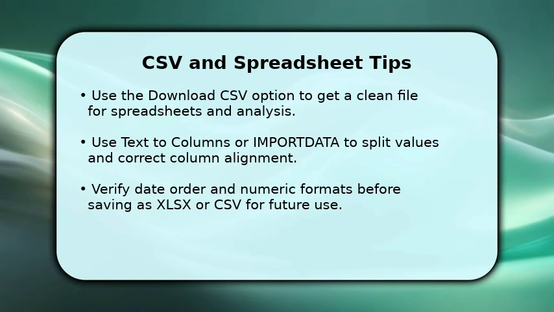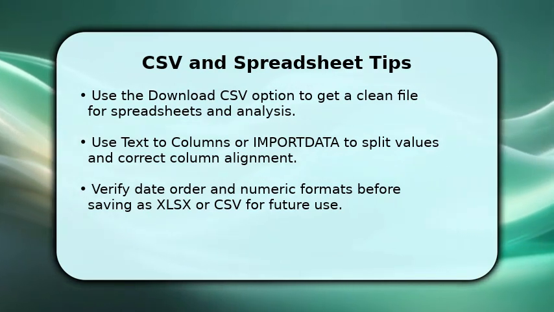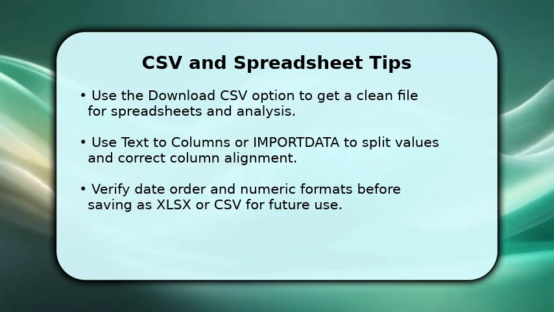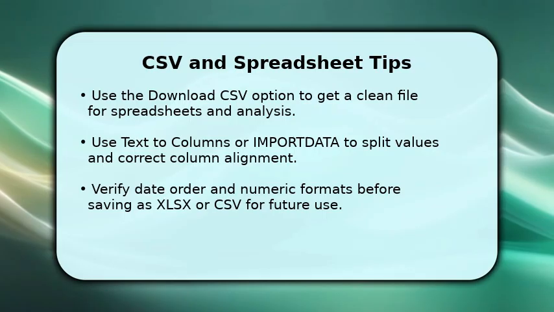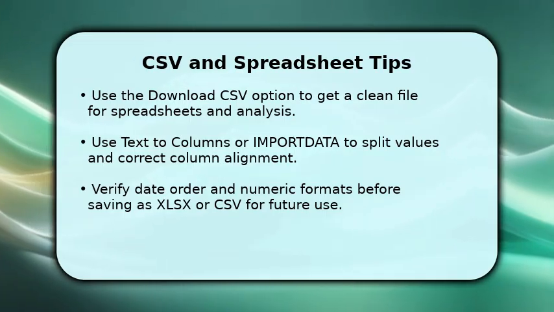Find the stock or fund page and open the Historical Data tab, then choose the time range and click Download to get a CSV file. Alternatively, highlight the table rows, copy, and paste into a spreadsheet to preserve formatting.